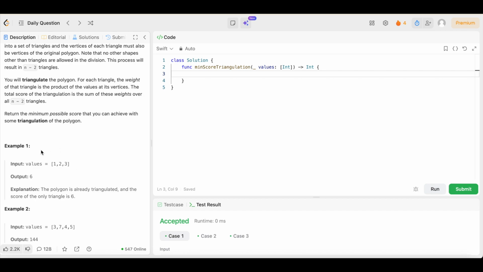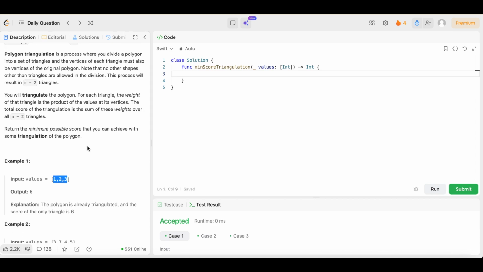So let's take a look at example 1. In example 1, we have our input values equals an array of integers 1, 2, 3. As you can see, each one of these elements represents a vertex of the polygon. Since there are only 3 elements, we know we're already dealing with a triangle, so we don't have to split it up into smaller triangles. It's not an octagon or a hexagon where we could split it up into more triangles. We're starting with a triangle.